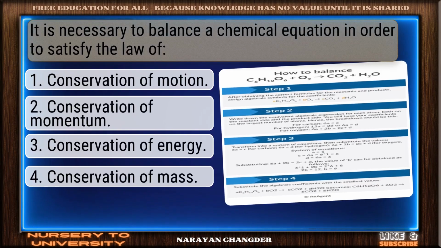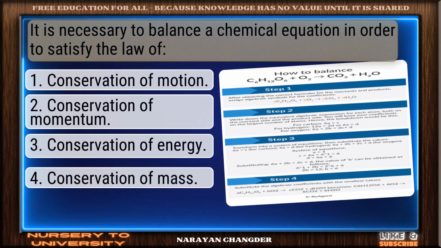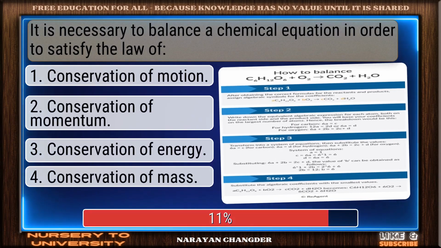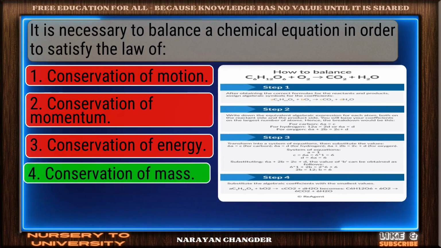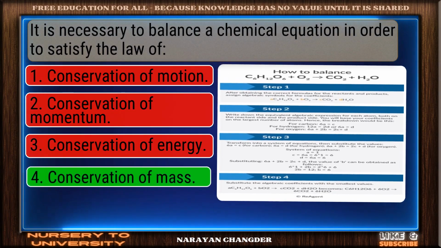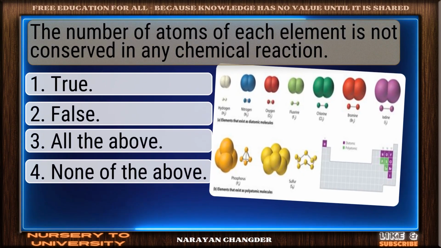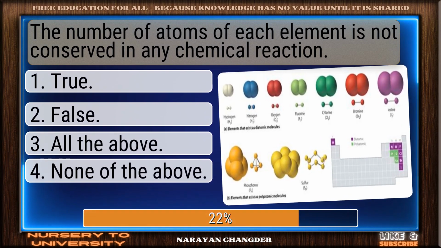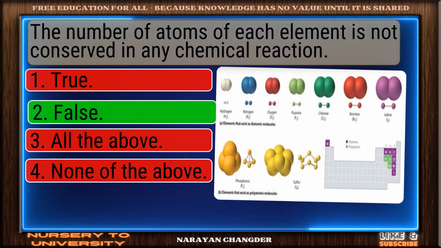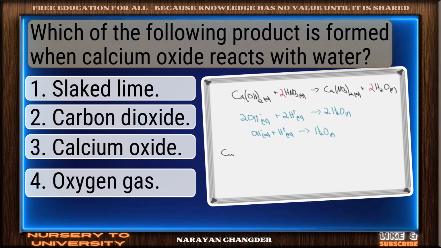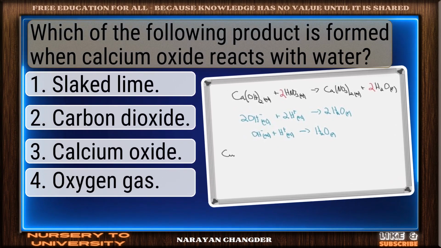It is necessary to balance a chemical equation in order to satisfy the law of. Right choice. Conservation of mass is best. The number of atoms of each element is not conserved in any chemical reaction. Perfect. False is the one. Which of the following product is formed when calcium oxide reacts with water?